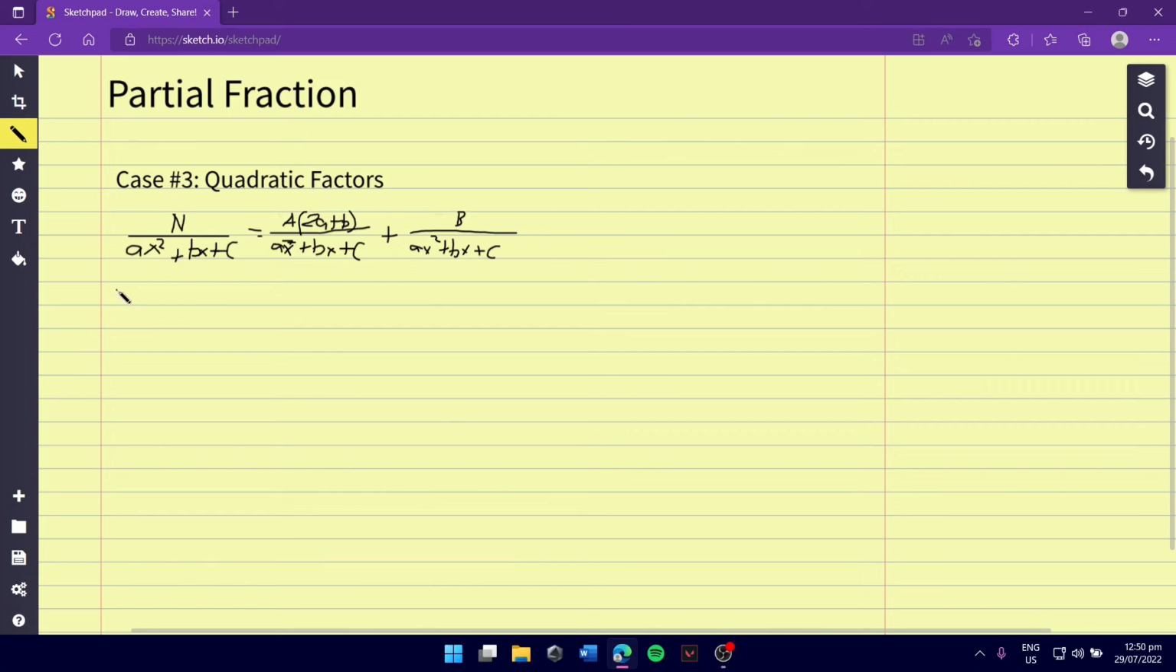Next we will proceed to our example number 1. For example number 1, we have 4 over x minus 1, and then x squared plus 9.